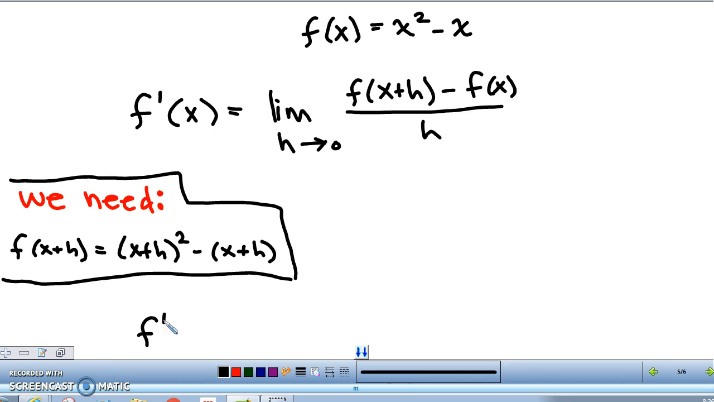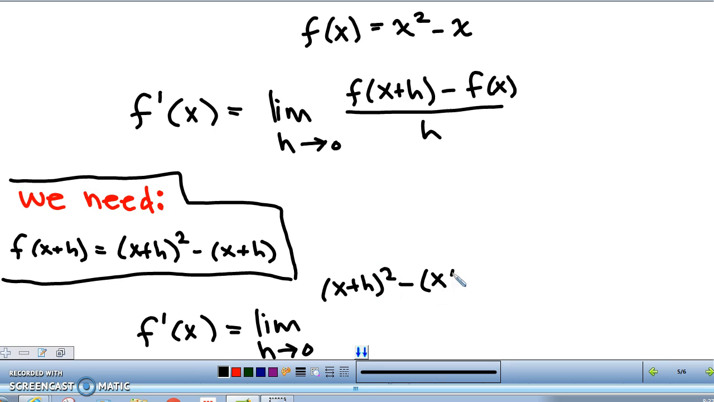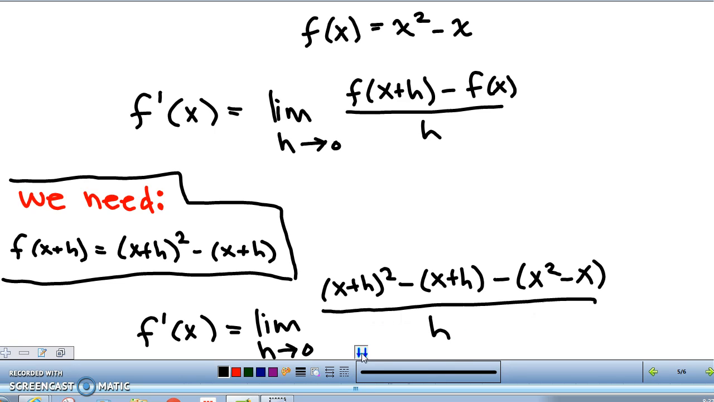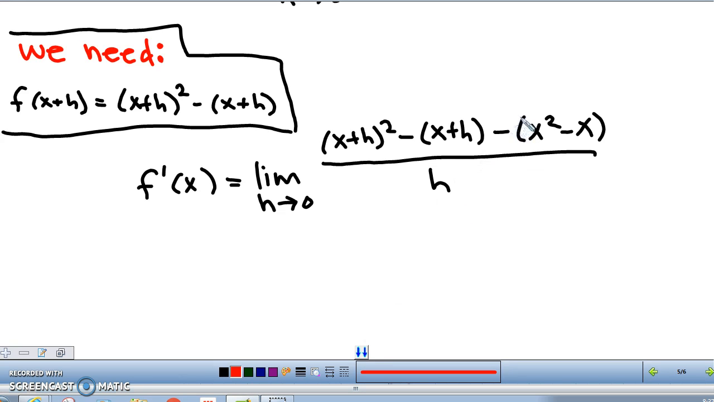So f prime of x is equal to the limit as h approaches 0. Now we have this x plus h squared minus x plus h minus, now we're going to plug in the function. Do not forget to plug it in using parentheses, x squared minus x, over h. Please do not forget to apply these parentheses because this negative will be distributed. It applies to both the x squared and the negative x.